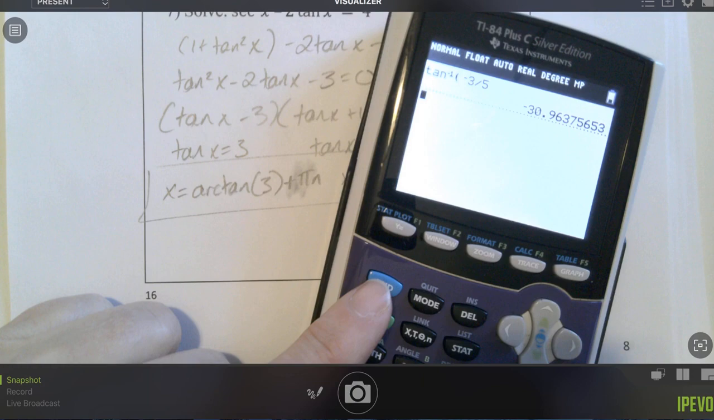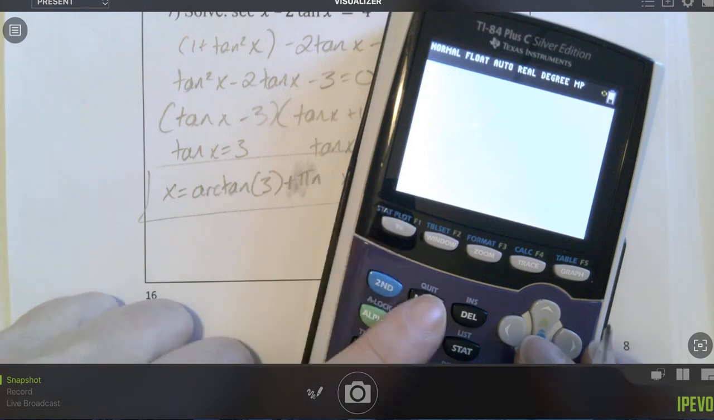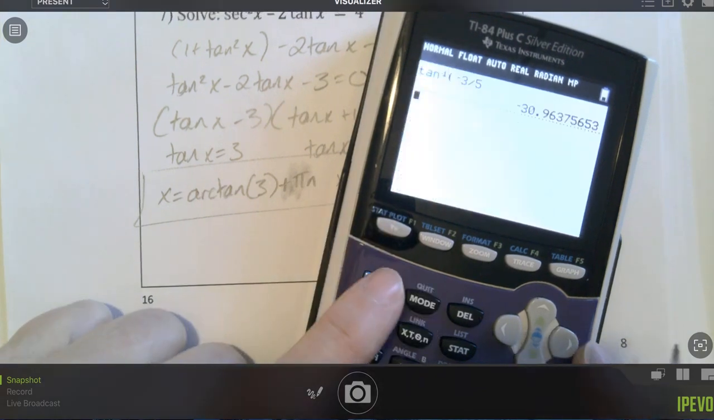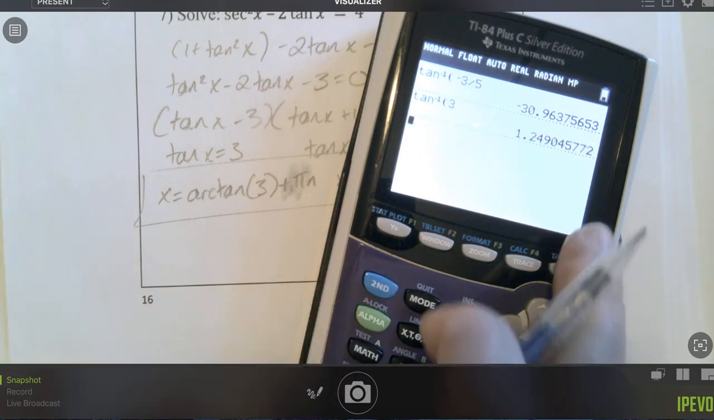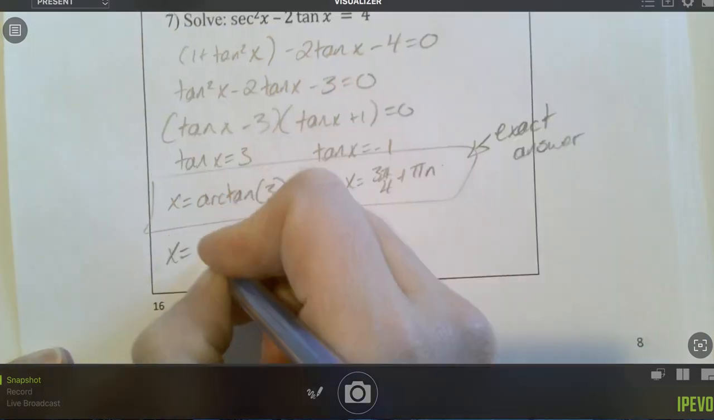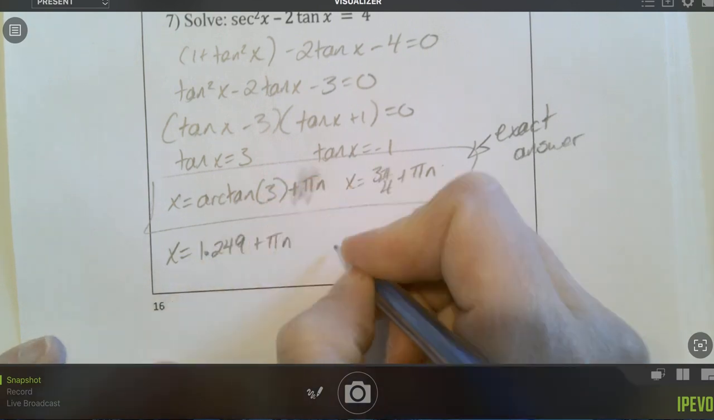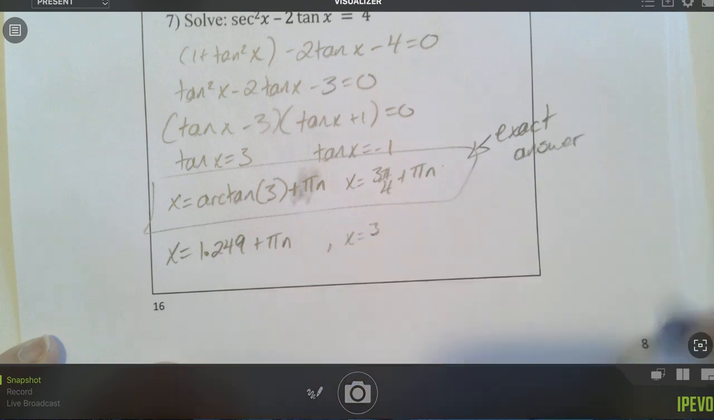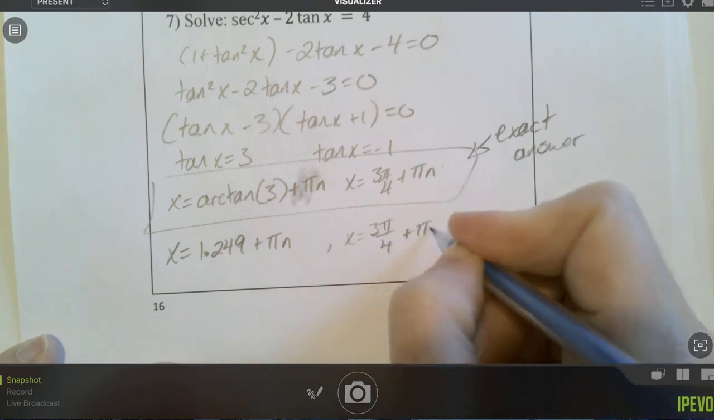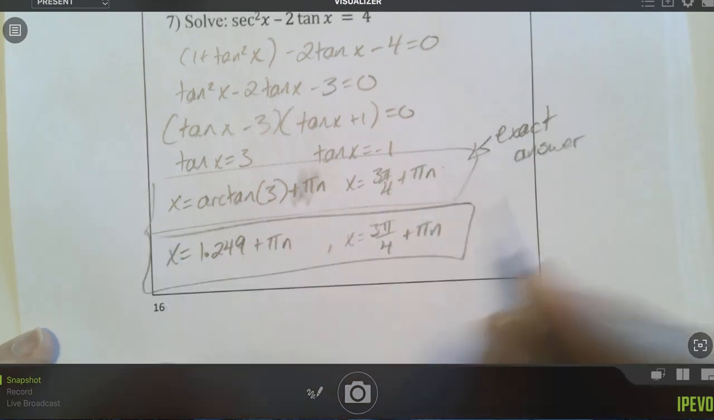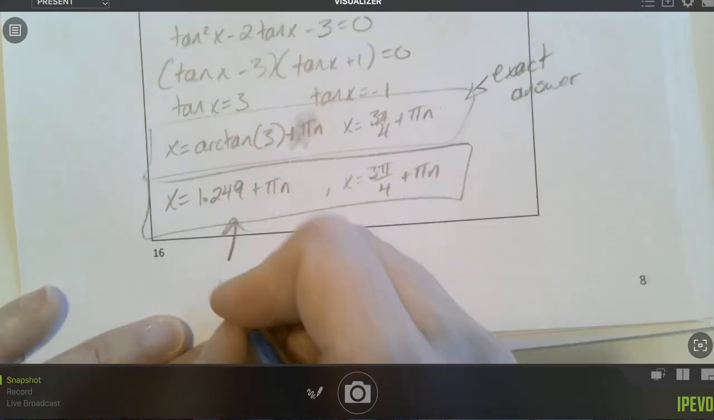Okay, so for the approximate answer, let's go to the calculator. We're going to do this one in radians since I have the 3 pi over 4. Let me change my mode back to radians. An inverse tangent of 3, so about 1.249, let's say. So we can say 1.249 plus pi n, and then of course the 3 pi over 4 plus pi n. So if we gave that, this would be the approximate answer.